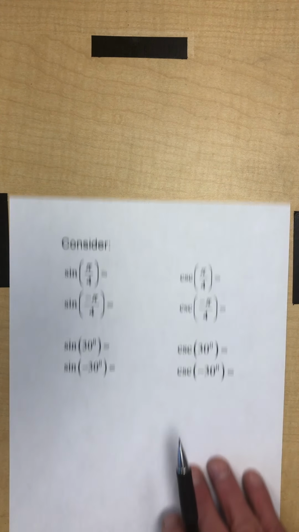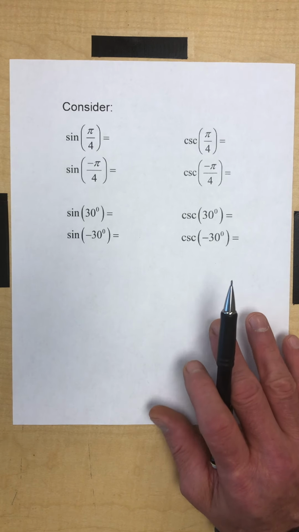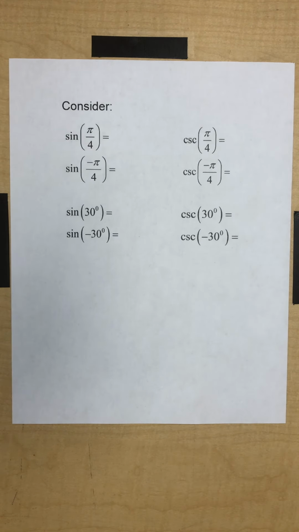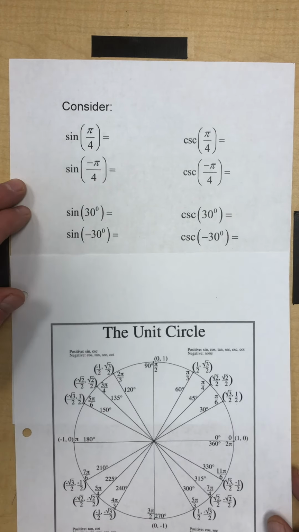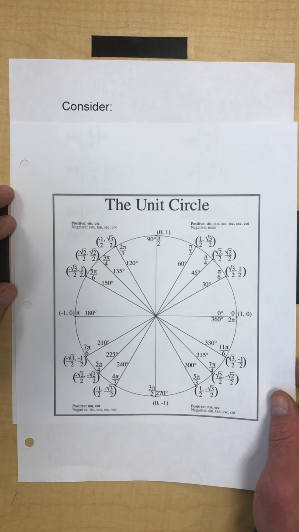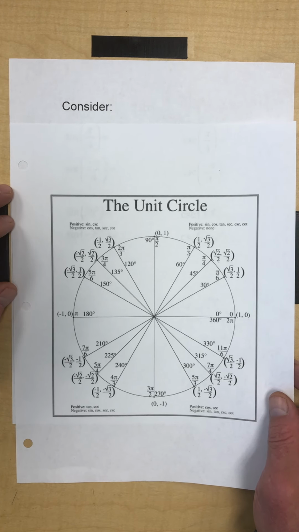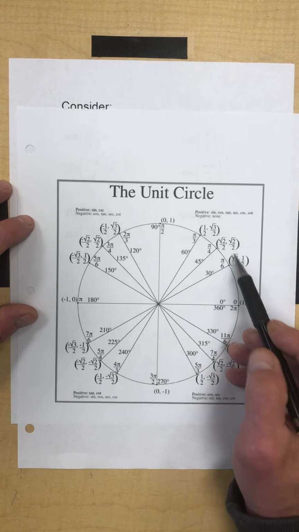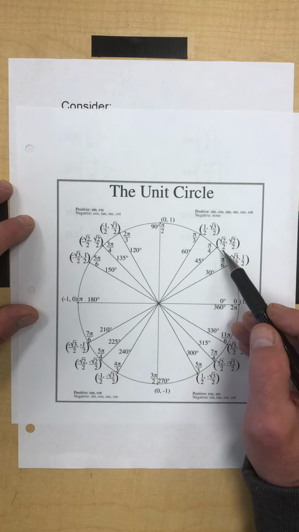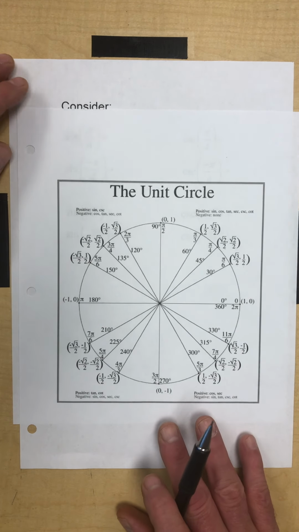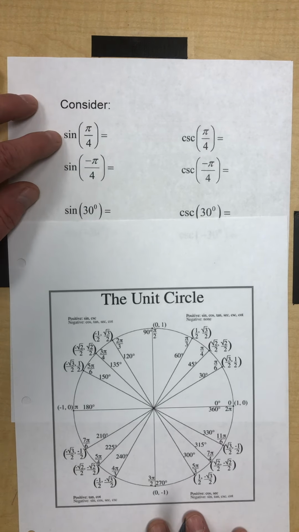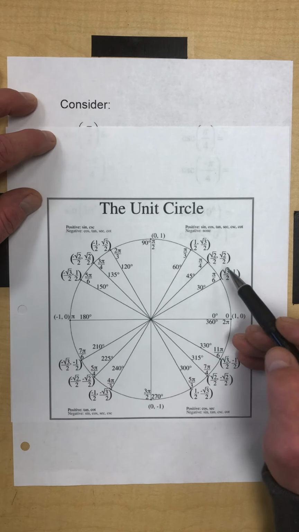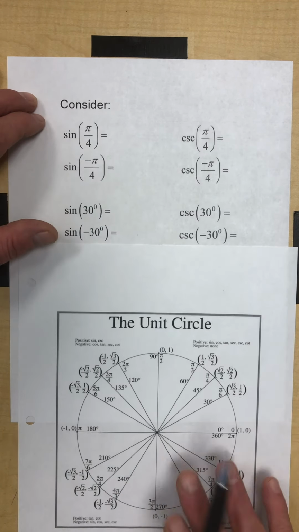So let's consider what happens when we work with sine and its reciprocal, cosecant. This is where the unit circle comes into play, so you definitely want to make sure you have that close by. Remember on the unit circle, every point has coordinates cosine theta, sine theta. So the sine is the y coordinate. If we look at sine of pi over 4, that'd be right here, the y coordinate, radical 2 over 2.